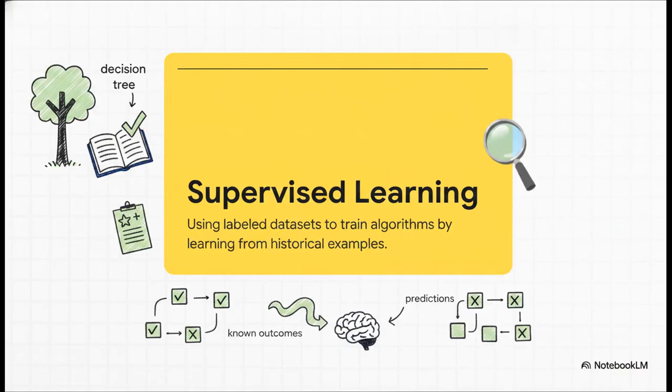Before we even look at a decision tree, we really need to establish where it lives in the broader AI landscape. Decision trees fall under a category called supervised learning. Basically, this means we give the computer a labeled dataset, which is just a bunch of historical examples where we already know the right answer. The system learns by comparing its own predictions against these known outcomes, and it tweaks its internal rules until it minimizes its errors.